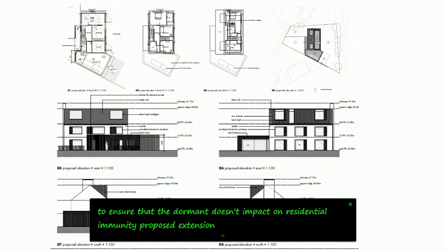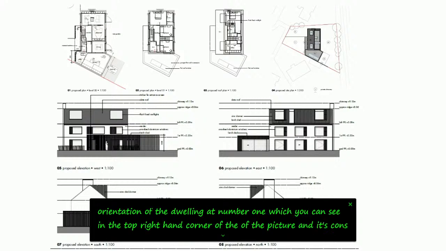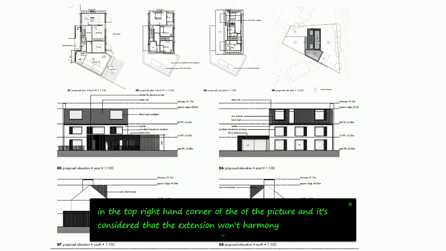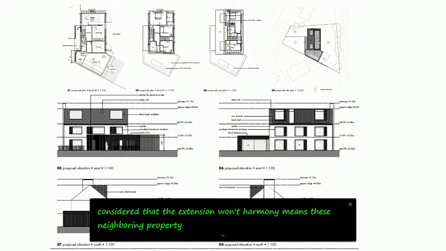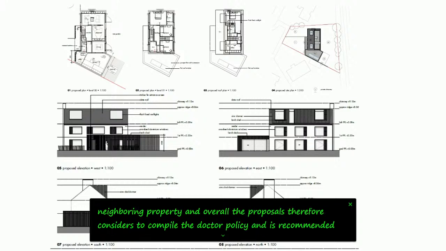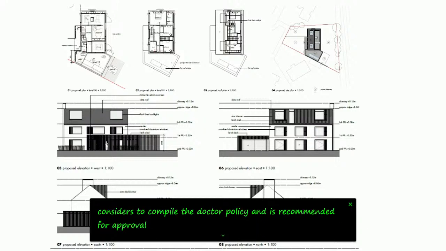The proposed extension is single-storey and has a flat roof, and it will replace an existing flat roof garage which runs along the boundary at number 1. Given the low profile of this extension and the location and orientation of the dwelling at number 1, which you can see in the top right-hand corner of the picture, it's considered that the extension won't harm the amenities of this neighbouring property. Overall, the proposal is therefore considered to comply with adopted policy and is recommended for approval. Thank you, Chair.